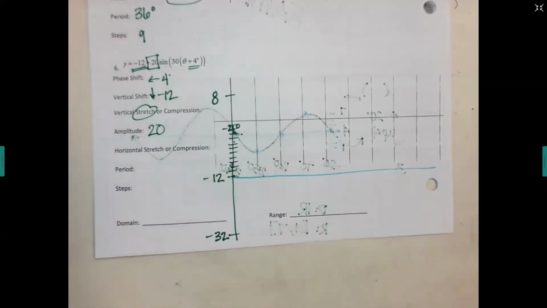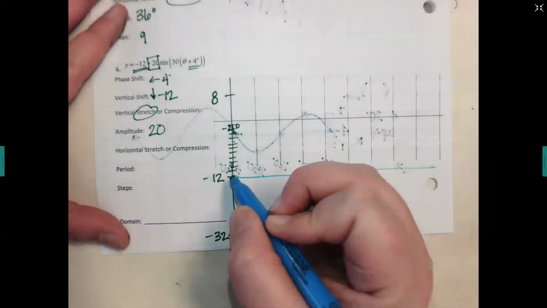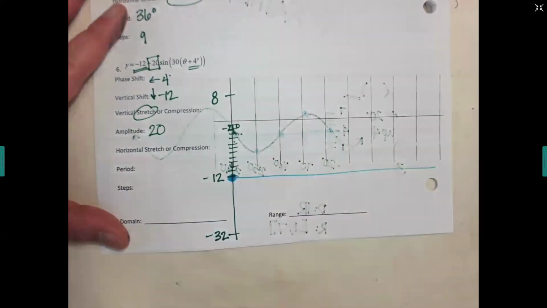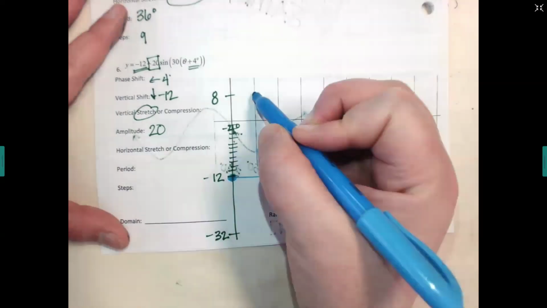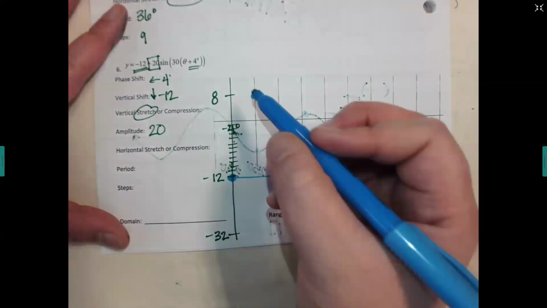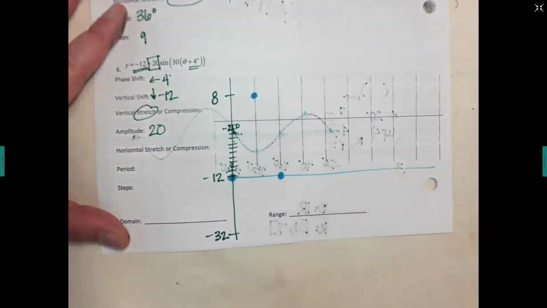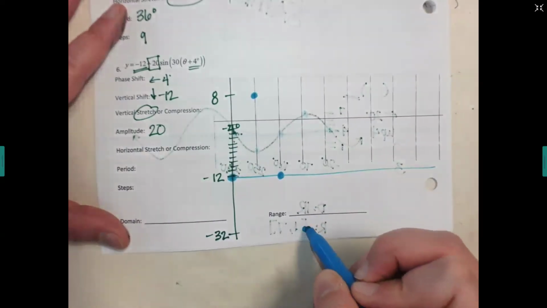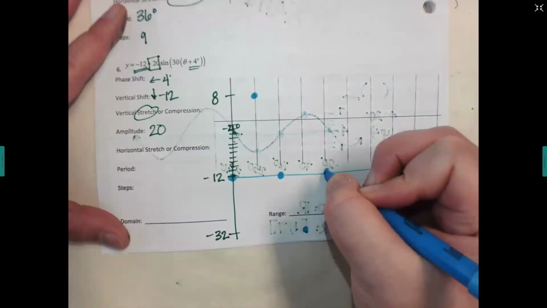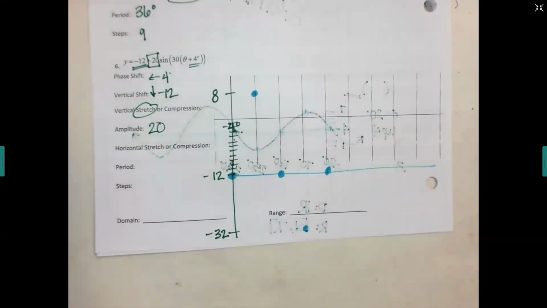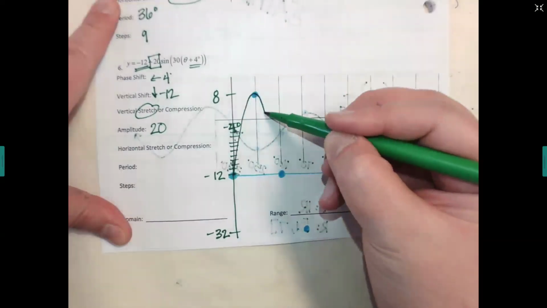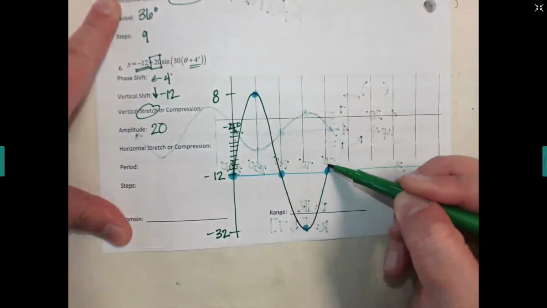Then from there, this is a sine graph. Does it start at the top or the middle? Sine starts at the middle. So I'm going to be at -12. Then I'm going to go up to 8. Then back to -12. Then down to -32. And then back to -12. Then once you have those 5 dots, you're just kind of drawing in your wave.